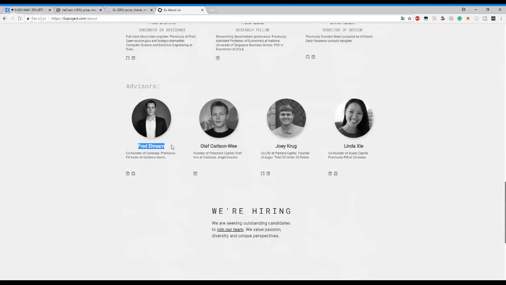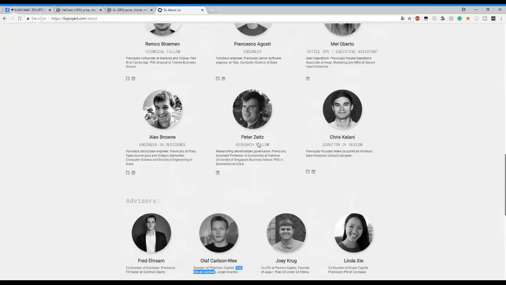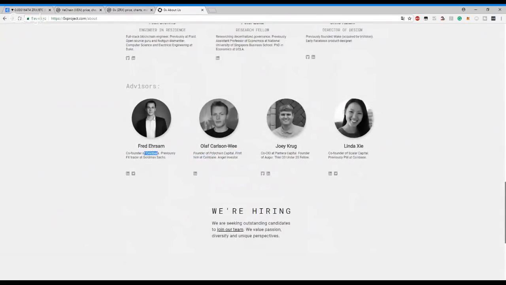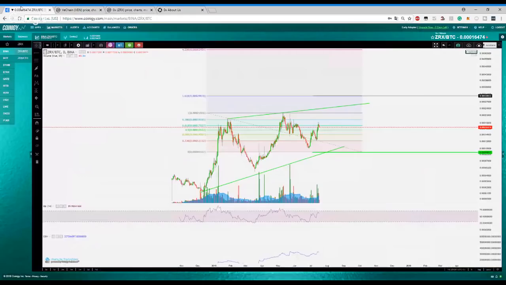Advisors. Fred Ashram, co-founder of Coinbase, previously FX trader at Goldman Sachs. Olaf, first hire at Coinbase. So these guys have possibly the best connection you can have to Coinbase. Therefore, Coinbase is actually going to list ZRX. This will not be a surprise to me. And ZRX will pump to like a market cap of 1 billion at least, I assume. So ZRX is definitely something that you should have in your portfolio. As soon as it gets listed, just dump it, sell the news, and quite likely you will make a big stack.